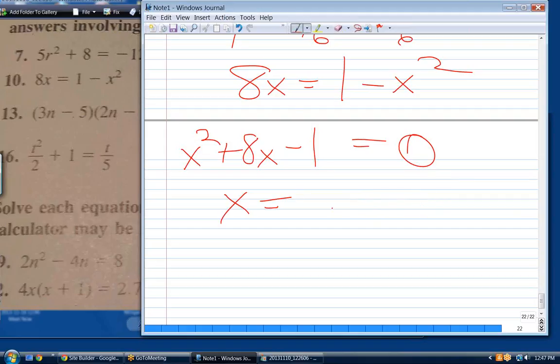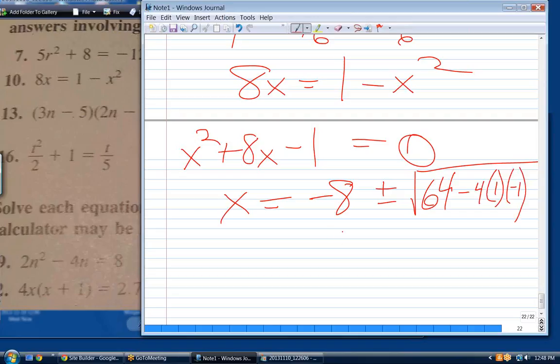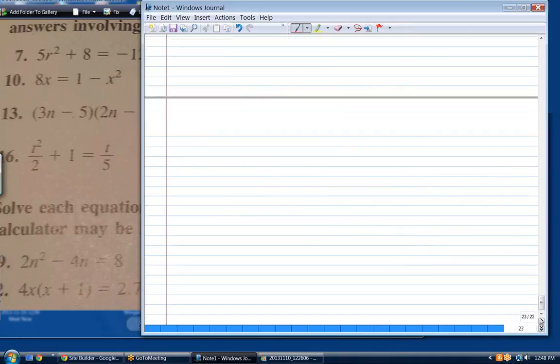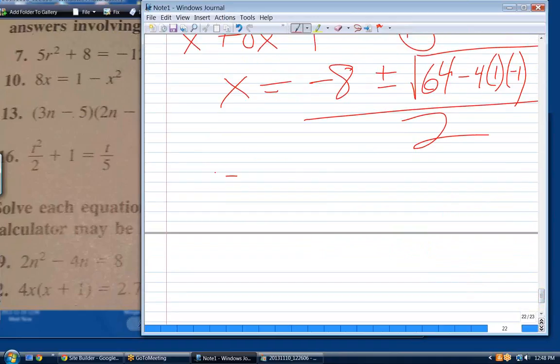So what is x equal to here? Negative 8 plus or minus the square root of 64 minus 4 times 1 times negative 1, over 2. So I think at this point you've probably memorized it and you don't really need it on your calculator anymore. In other words, after you do a number of these, you end up memorizing it whether you want to or not.